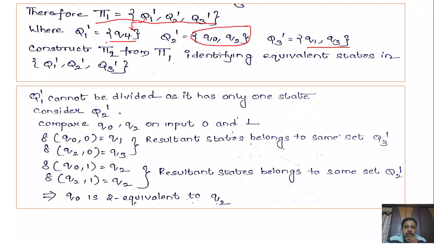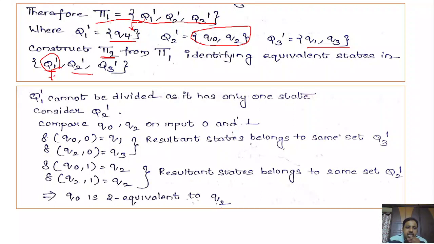Now compare this pi 1 value with pi 0. Are they equal? No, they are not equal. In pi 0 we have only two state sets, but in pi 1 we have three state sets, and they are not identical. So now you have to construct pi 2 from pi 1. So how do we compute pi 2? Take each state set and check for the equivalent states. The single-state set we cannot partition, because it has only one state.